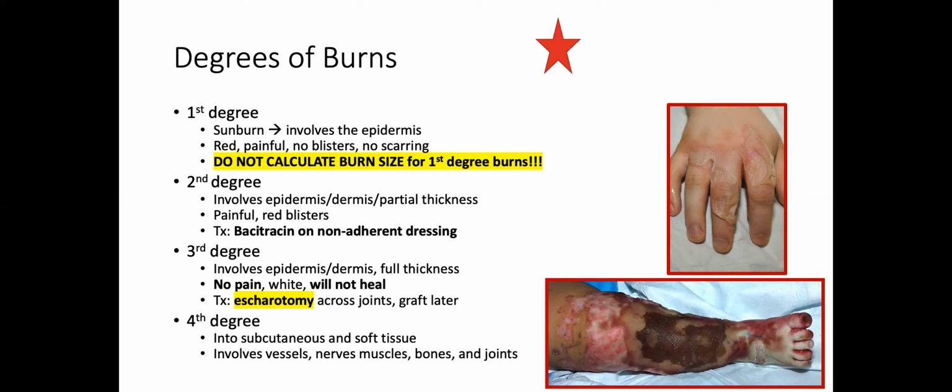Third degree burns are going to involve the epidermis and dermis and are full thickness burns. There's no pain. It's killed those receptors. It usually has a white appearance and it's not going to heal, unlike the other ones. Treatment is going to be escarotomy across the joints, and later they're going to get a graft.